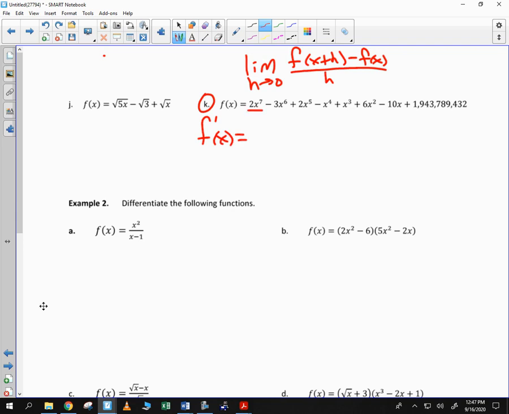Derivative of 2x to the 7th is 14x to the 6th. Derivative of 3x to the 6th is 18x to the 5th. Derivative of 2x to the 5th is 10x to the 4th. Minus 4x cubed plus 3x squared plus 12x minus 10. And the derivative of 1,943,789,432, the derivative of that is 0 because it's simply a constant. So there you have your derivative. It is beautiful how quickly we were able to do that using the power rule.